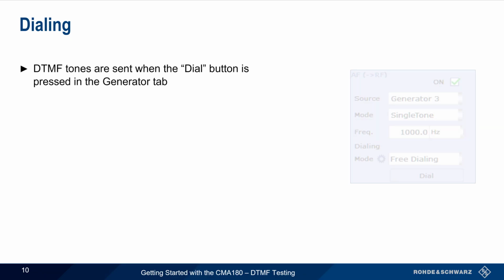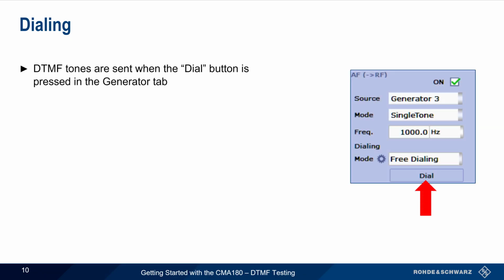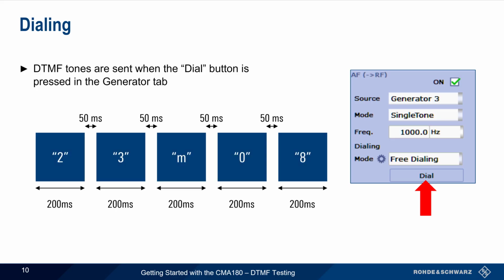The DTMF tone sequence is transmitted by clicking on the Dial button. At this point, the configured tones will be modulated onto the carrier. For example, if we define a sequence of 5 tones, including a pause tone in the middle, with each digit length of 200 milliseconds and a digit pause of 50 milliseconds, the entire sequence would sound like this. This sequence will be modulated onto the RF carrier each time the Dial button is pressed.